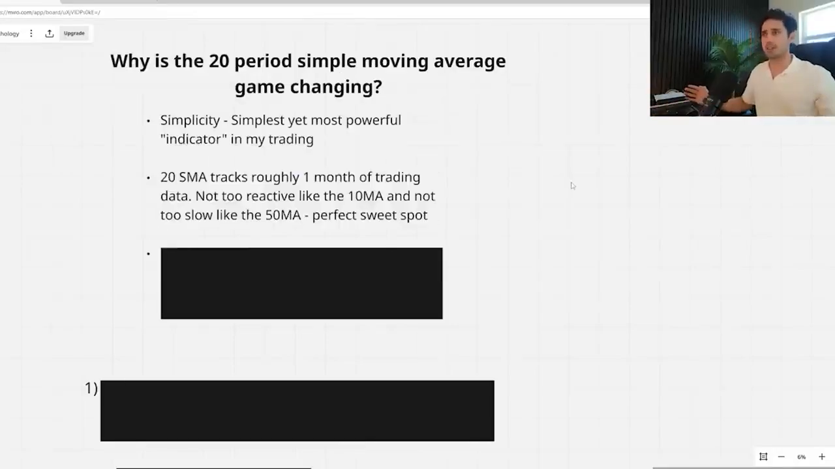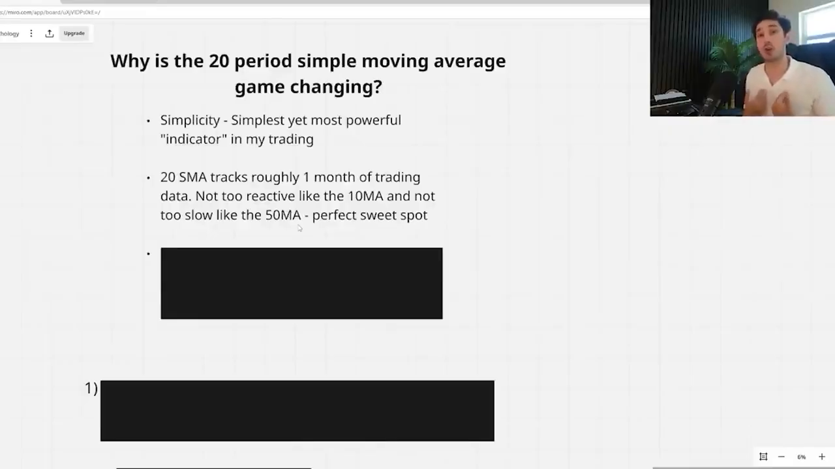And what is the simple moving average, the 20 MA? It essentially tracks roughly the last 1 month of trading data, and it represents that price action in a line. That is all it is. It is a line that helps us trade. There are other moving averages like the 10 MA, the 50 MA, the 100 MA, the 200 MA. And I really like the 20 because it's not too reactive like the 10 MA. If you get violent swings in price, the 10 MA is going to react super crazy. But it's also not too slow like the 50 MA or the 100 MA. It's that perfect sweet spot where it represents the last 1 month of trading data.